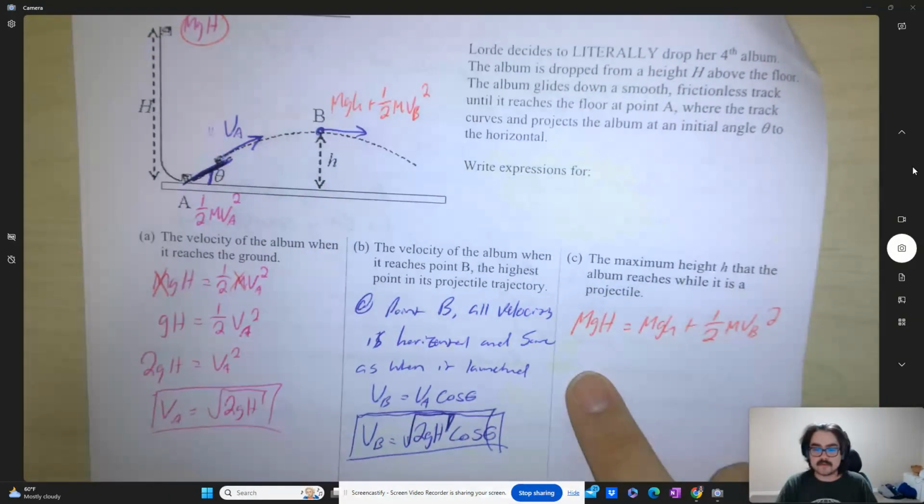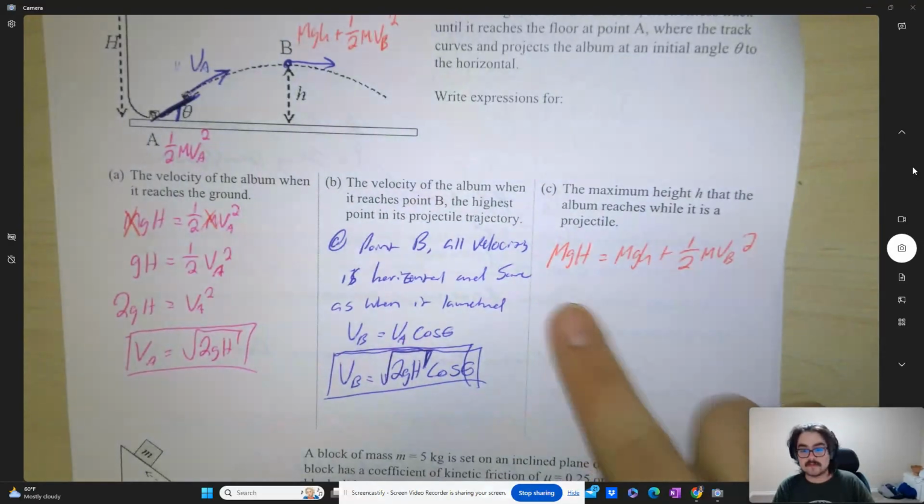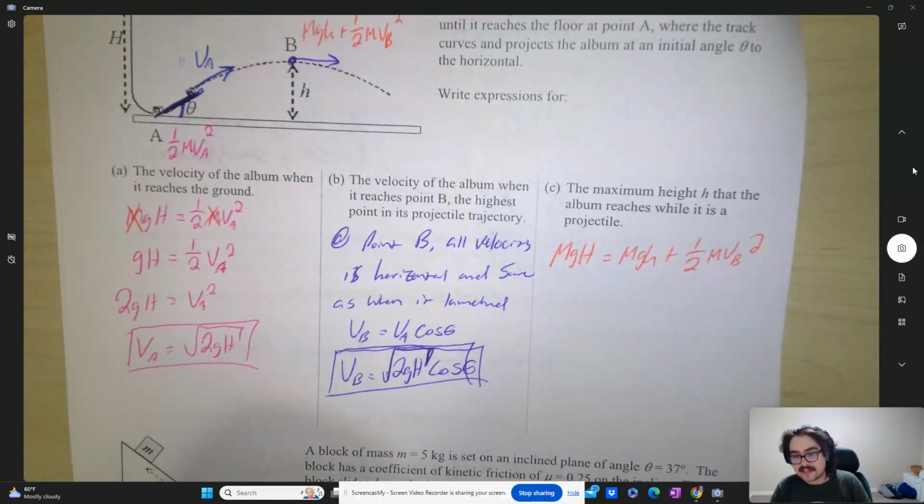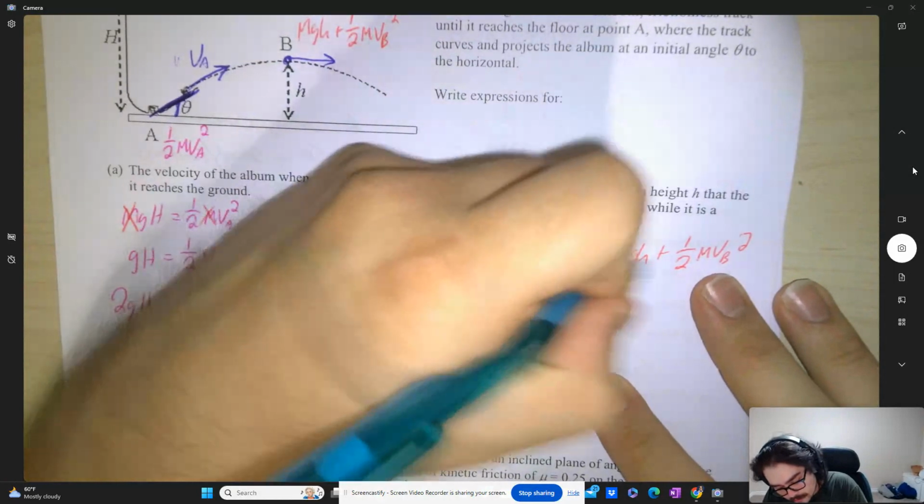And you're like, okay, wait, Mr. Mitchell, you made the m really big here, but guess what? It doesn't matter because you can actually cancel out your m's. Boom, boom, boom.